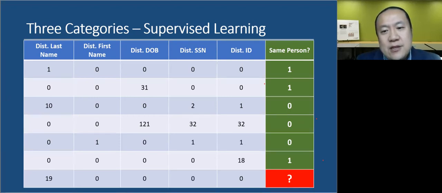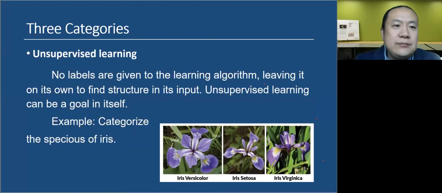So for unsupervised learning, it's a little bit different. Unsupervised machine learning is learning only from data, not experience. Let's take a look. For this unsupervised learning, there's no label given to the learning algorithm, leaving it on its own to find out the structure of its inputs. Unsupervised learning can be a goal in itself. For example, to categorize the species of iris.